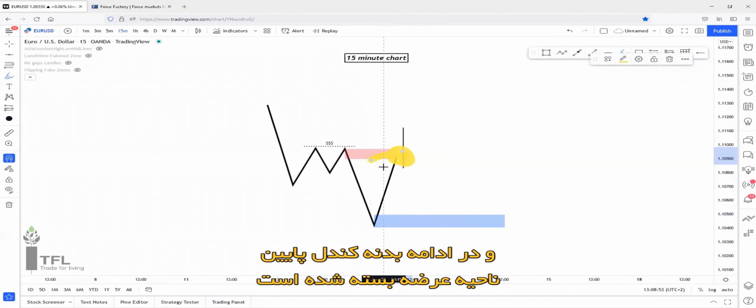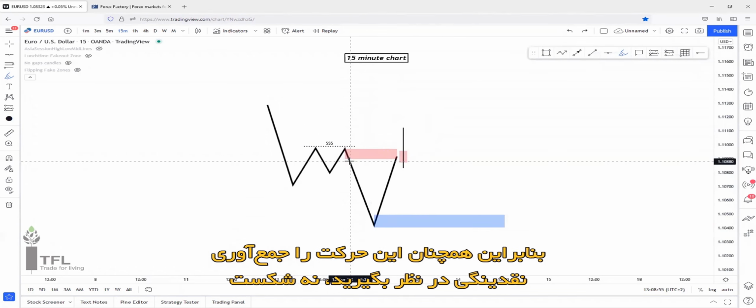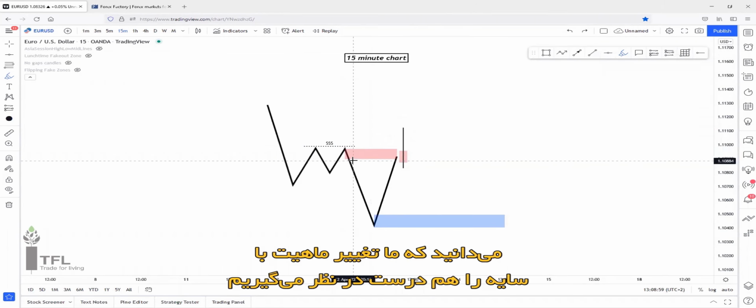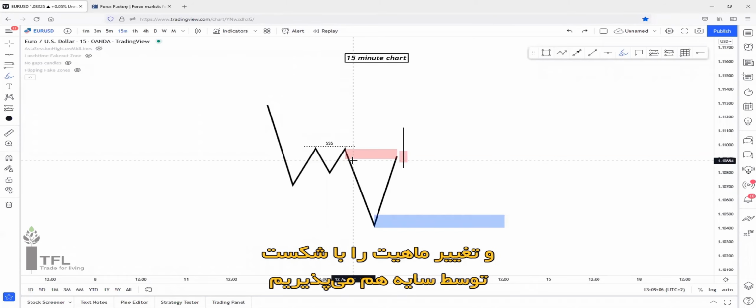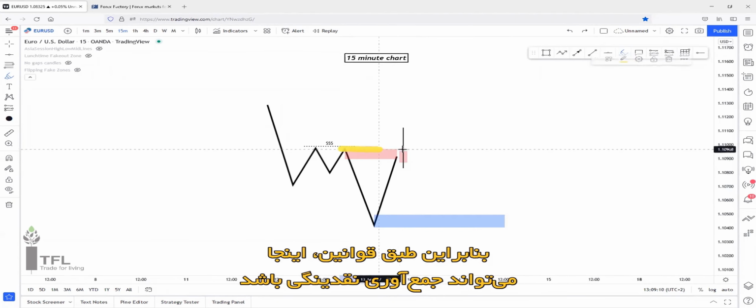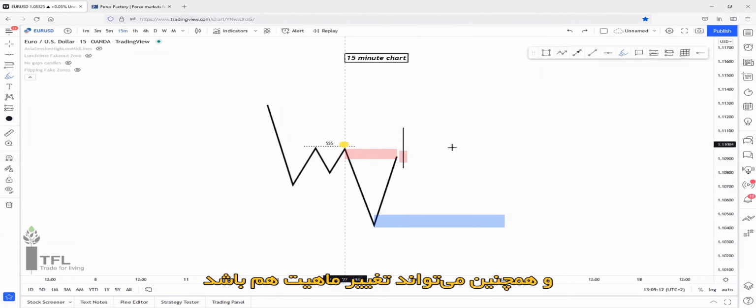The body closed below the supply zone. So I still consider this movement a liquidity sweeping movement and not a break. But you know that we consider change of character with a wick, right? We consider breakout structure with a body break and change of character with a wick break. So according to the rules, this could be a liquidity sweep and this could be a change of character too.